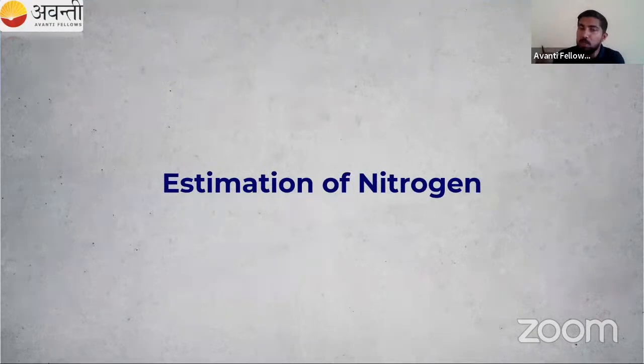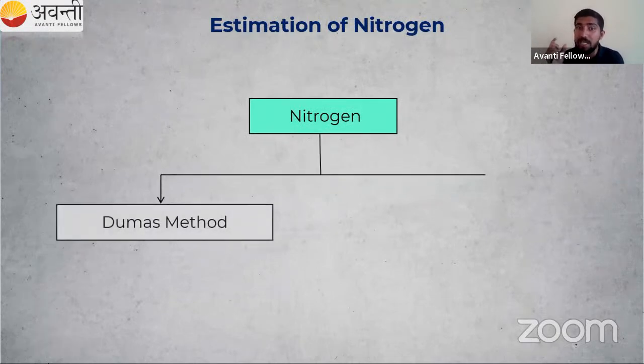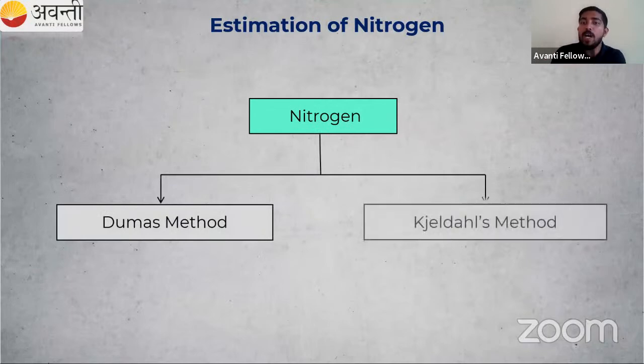Second, we have to go for nitrogen. We have to find the estimation of nitrogen. There are two methods for the quantitative estimation, that is, the percentage of nitrogen. First one is known as Dumas method. Second one is known as Kjeldahl's method.